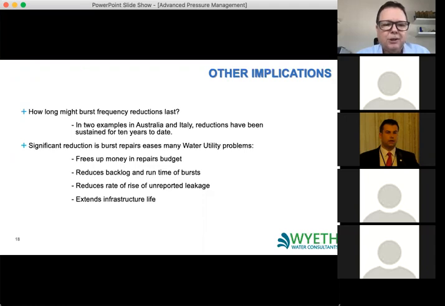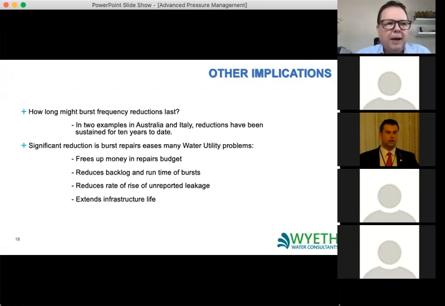It also reduces the rate of rise. So this means that some DMAs that maybe you were going into every 2 months or every 4 months, maybe now you only have to go in once every 6 months or once a year, because you've reduced how often the new leaks will form, and thus how often you need to go in and find the leaks and drop them back down again. And probably one of the biggest cost factors is extending infrastructure life.